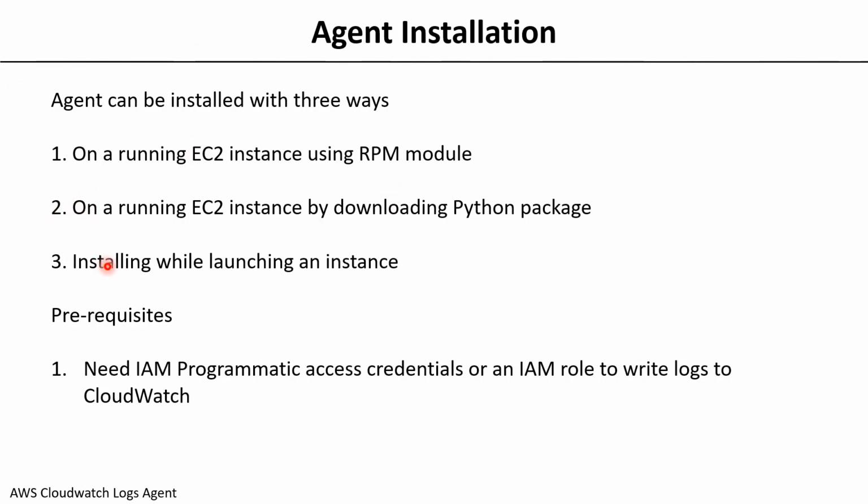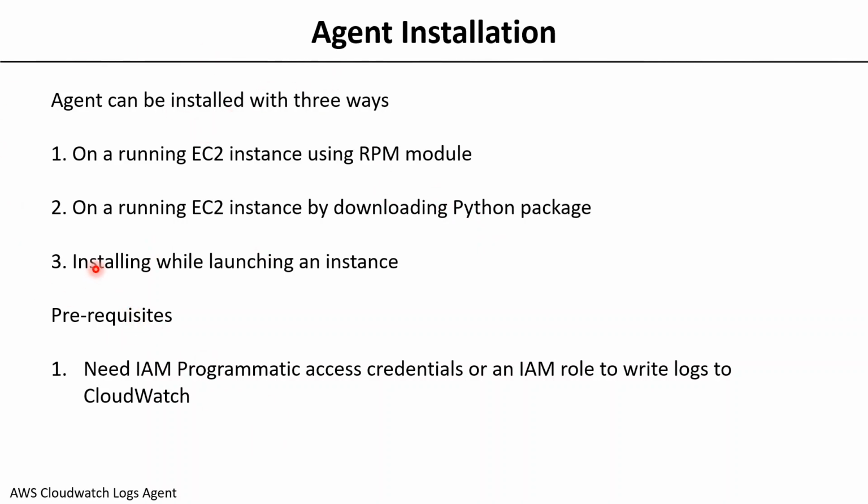The second way of installing the agent on an EC2 is by downloading a Python package. The Python package is available for you to freely download. It is not a chargeable service. I will specify the path from where to download. You can download that particular Python package and install it by executing the Python command. So this is also one of the other ways of installing the agent.